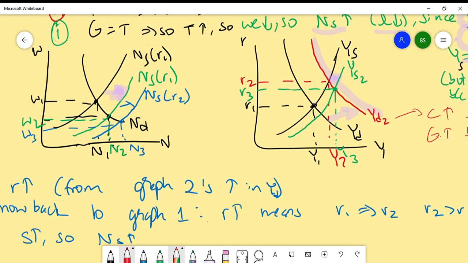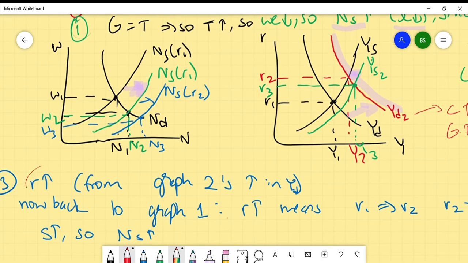Third is going to be the effect on the interest rate. So we see that the interest rate has increased from R1 to R2. Is it just R2? No, never mind. From R1 to R3. It first went to R2 and then went down to R3 because of the increase in the output supply. But anyway, the rate is bigger.